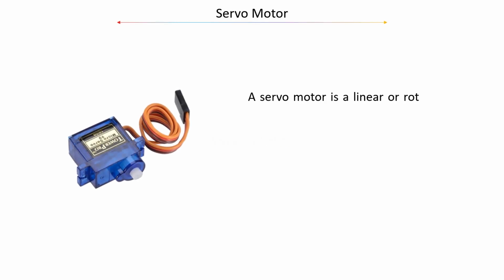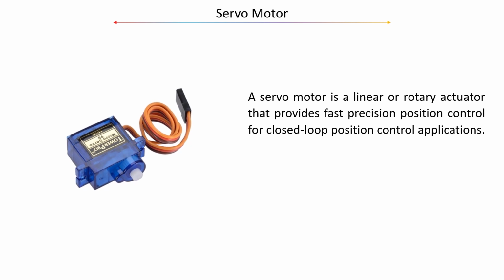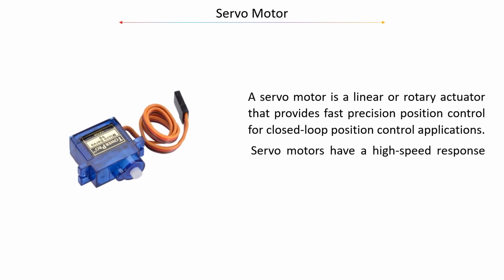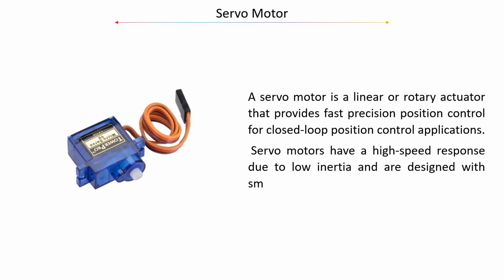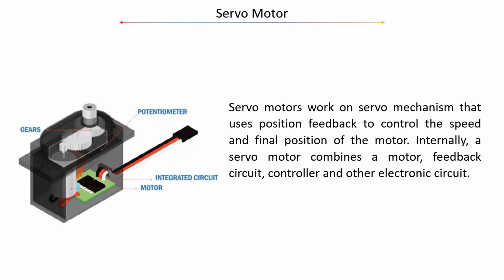Servo motor. A servo motor is a linear or rotary actuator that provides fast precision position control for closed-loop position control applications. Servo motors have a high speed response due to low inertia and are designed with smaller diameter and longer rotor length. Servo motors work on servo mechanism that use position feedback to control the speed and final position of the motor. Internally, a servo motor combines a motor, feedback circuit, controller, and other electronic circuit.